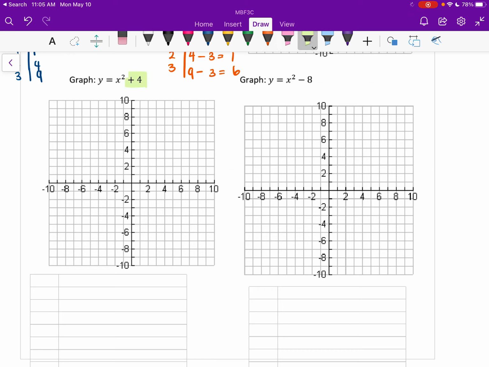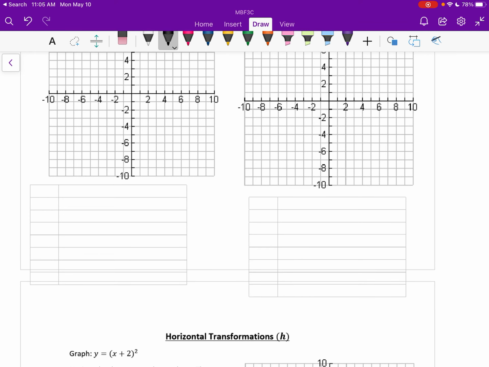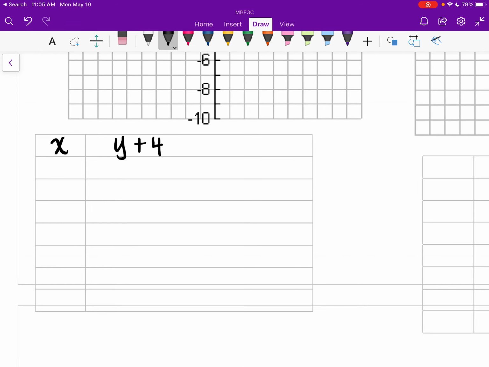My k value is +4, which means that I only have a k value, so I'm going to leave my y's alone, my x's alone, and I'm just going to focus on shifting up my y's. So I know that my k value is 4, so I'm going to do y plus 4. I'm going to do -3, -2, -1, 0, 1, 2, 3, and my original y's, which were 9, 4, 1, 0, 1, 4, 9, right?